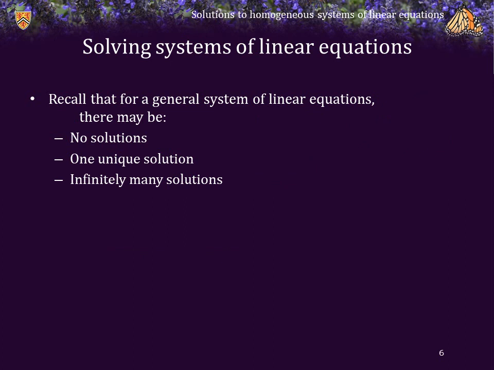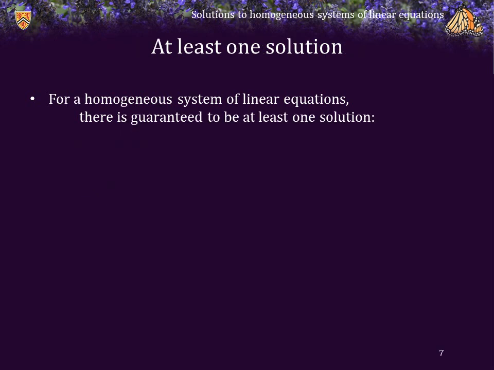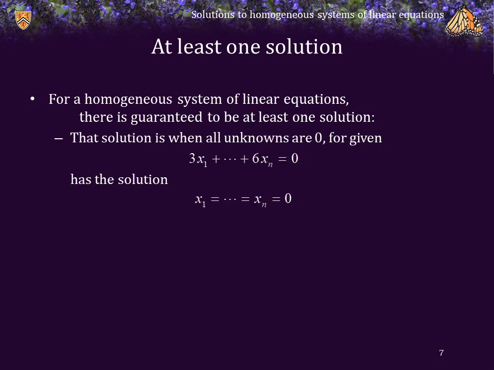Now, recall that for a general system of linear equations, that is one which may or may not be homogeneous, you understand that there may be either no solutions, one unique solution, or infinitely many solutions, the third being the case if there is one or more free variables. For a homogeneous system of linear equations, however, we are always guaranteed that there is at least one solution. That solution is when all unknowns are assigned zero.